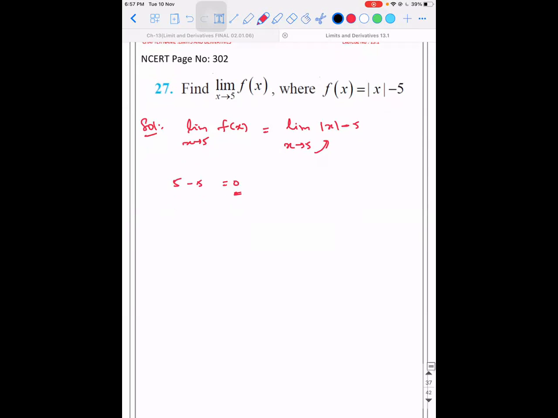because mod x is getting split into different values at which point? When x is at 0. There is only one definition of mod x. All this splitting is happening at x equal to 0 only. But you're taking a point which is greater than 0. 5 is a point which is greater than 0. When you're taking any point greater than 0, mod x will be x. So 5 minus 5. See, mod of something is always positive. 5 minus 5 is 0.